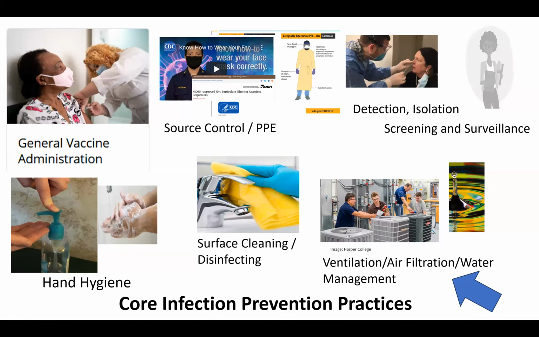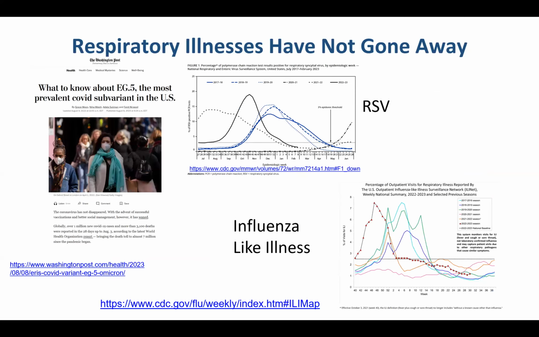practices. Air filtration, ventilation, and water management are things that we did not think about in long-term care, and especially that the infection preventionist would play a part in monitoring these types of things, because respiratory illnesses have not and will not go away. Not only do we have to worry about COVID, but influenza, RSV, there are also other organisms, rhinovirus, human metapneumovirus, a lot of respiratory viruses that can cause major outbreaks in long-term care that look the same.